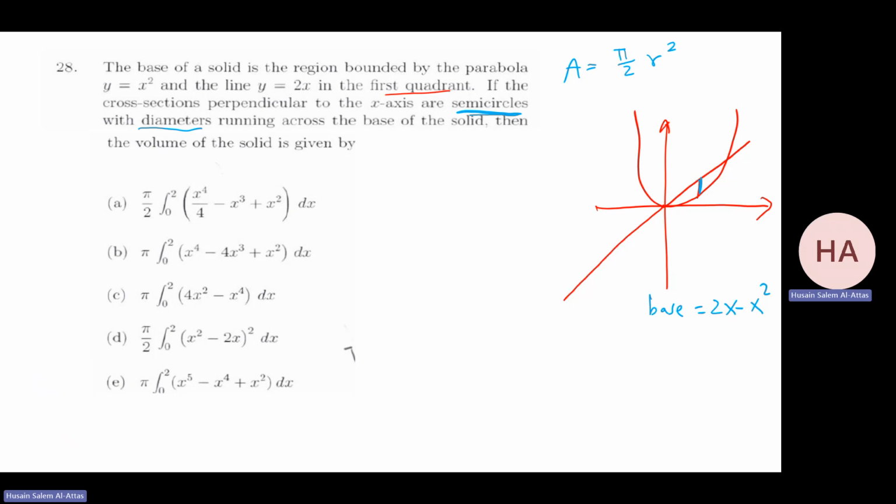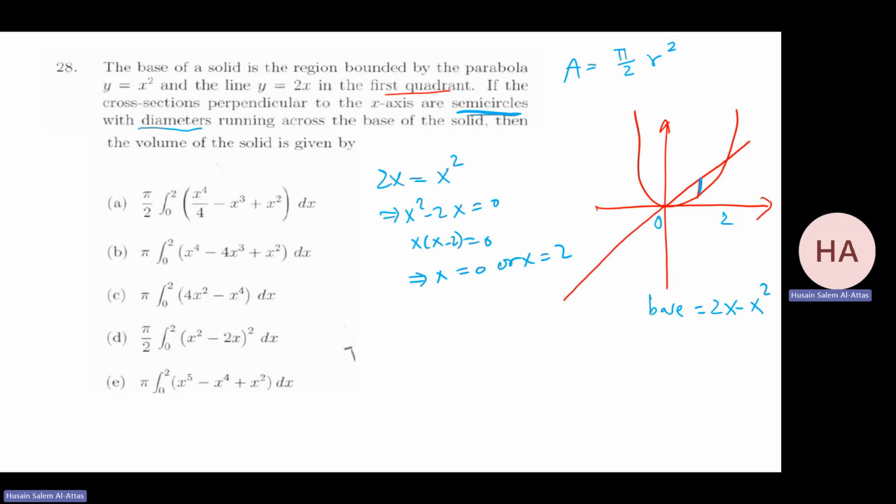And from where to where? I need to check 2x equal x squared, the point of intersection. That means I have x squared minus 2x equals 0. I have x times x minus 2 equals 0. So I have x equals 0 or x equals 2. So it's from 0 to 2.